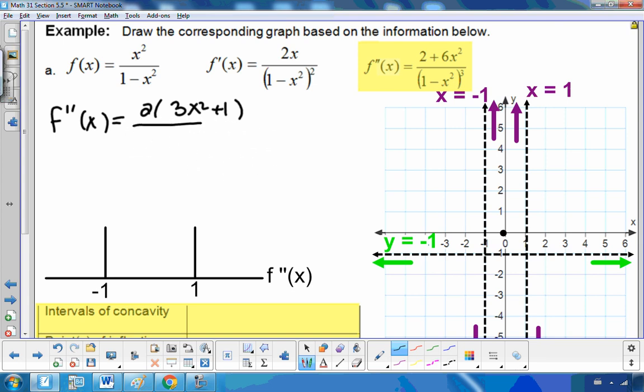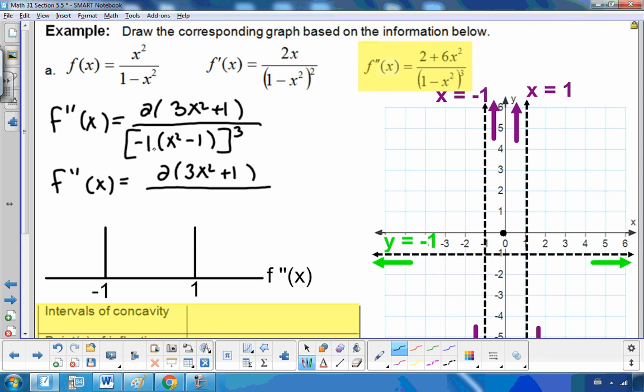Let's try this again, a little bit better way here. So I'm going to factor out a negative 1, x squared minus 1. For my intervals, I want my leading coefficient to be positive. So let's try that again, similar to what we did on the last one. So the second derivative is 2, 3x squared plus 1 all over, negative 1 cubed is negative 1. And then I'll have x minus 1 cubed and x plus 1 cubed.